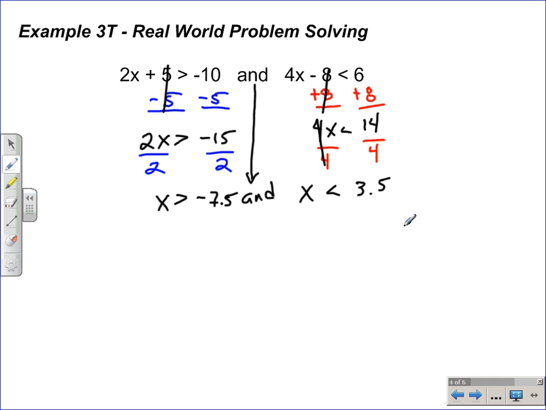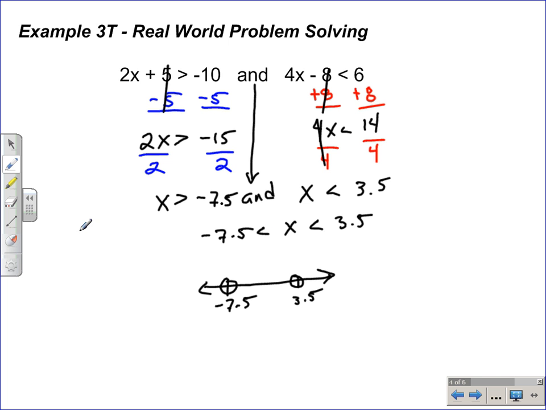So this is our solution. We can rewrite it as negative 7.5 is less than x is less than 3.5. And to graph that is pretty simple. Negative 7.5 on the left of the graph and a 3.5 on the right of the graph. We'll use open circles in these cases because that's what the problem was given with. And we shade in between. So those are our solutions.